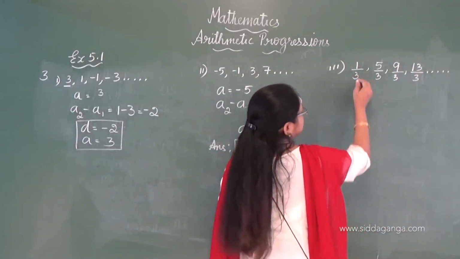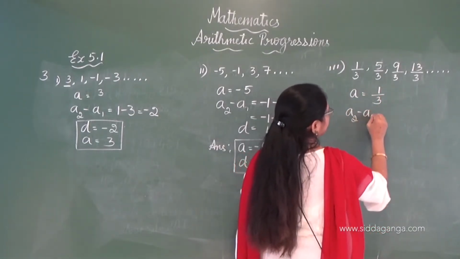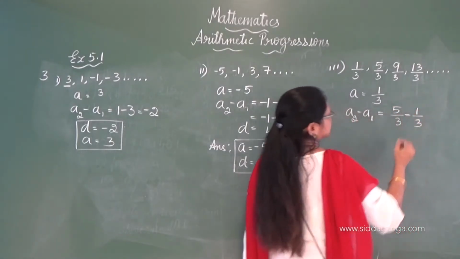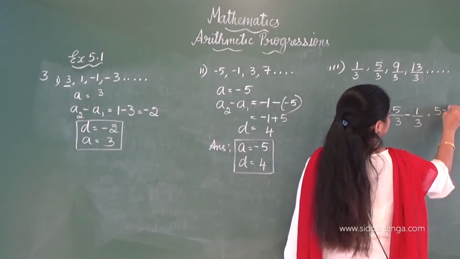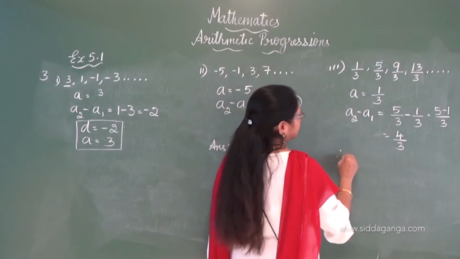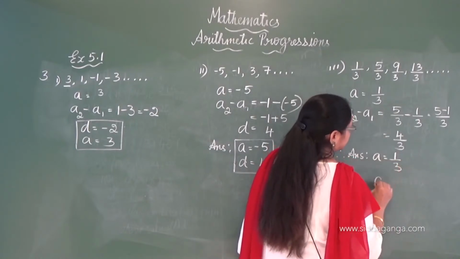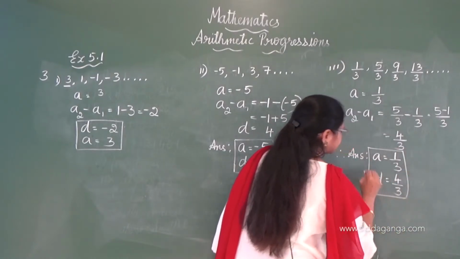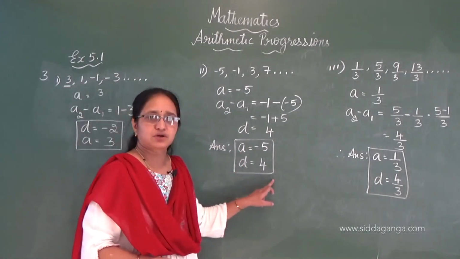Similarly, you can do this. So, A is 1 by 3 and A2 minus A1 is 5 by 3 minus 1 by 3. See, since the denominator is same, so 5 minus 1 by 3 is equal to 4 by 3. Therefore, answer: A is equal to 1 by 3 and D is equal to 4 by 3. Like this you can find out the first term and also the common difference.